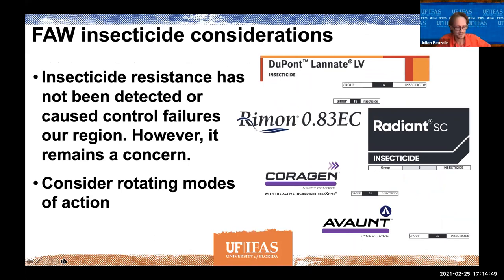So far as we can tell, we do not have resistance issues here in Florida, but I would continue encouraging the industry to rotate modes of action so that we can maintain the effectiveness of those chemistries. We have Lannate, Radiant, Corgen, Avaunt, for example, that are registered and that can be effective.